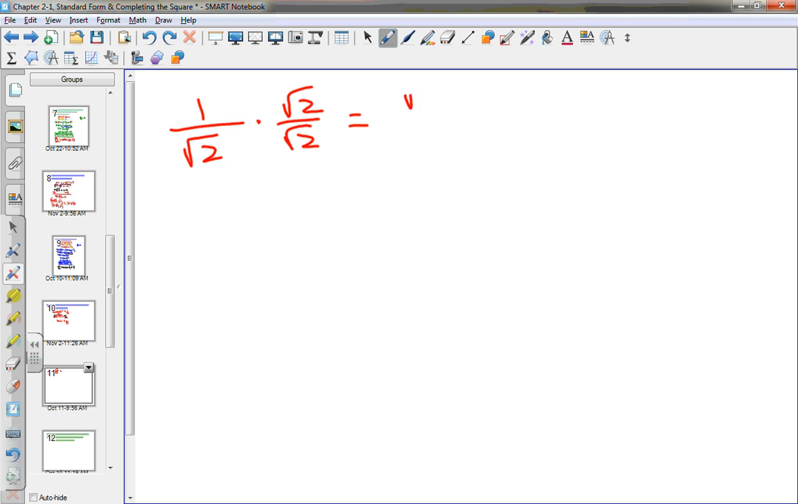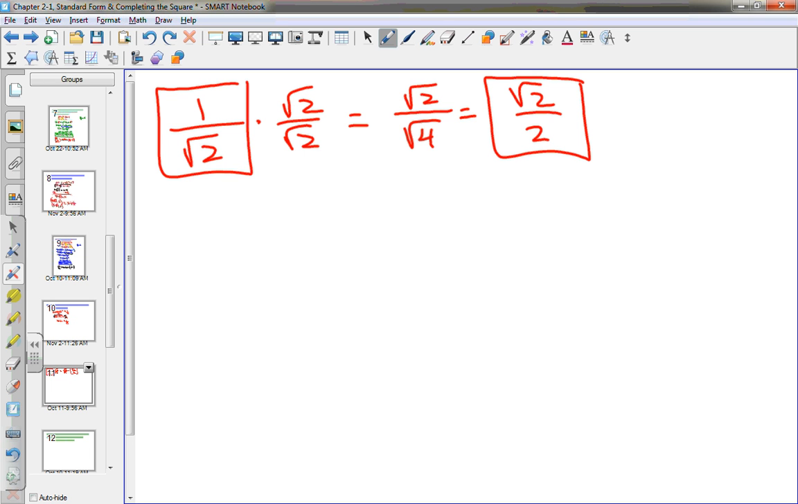And this gives you the square root of 2 over the square root of 4. And what is the square root of 4? 2. So when you rationalize, this and this are equivalent. We do not use this one.